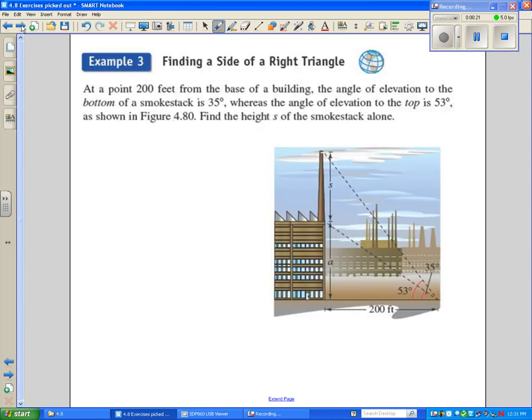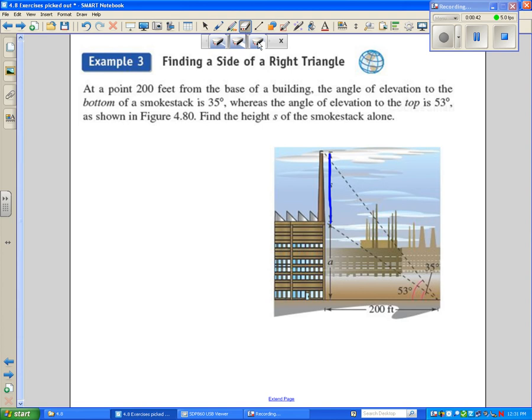Go ahead and draw at least the triangle here and the bigger triangle, because you're going to need that for reference. And you'll just reference back to the textbook as far as what it actually talks about. You can pause the video and read the statement, but we have the 200, 53, 35, it's all marked up. We need to find the height S of the smokestack. That's just this distance here.